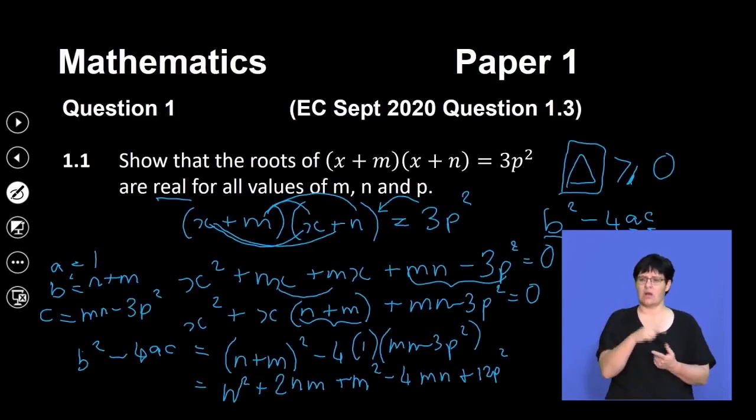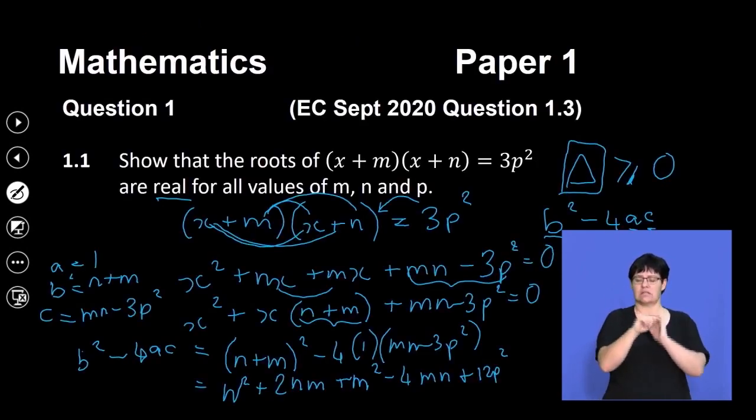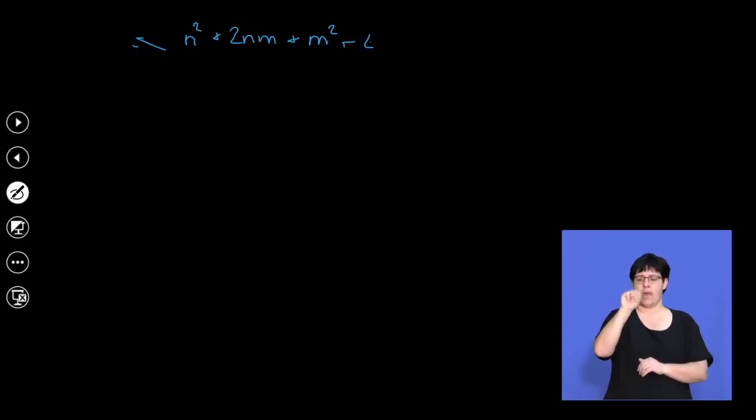Okay, so we had, sorry, I have to go back. Okay, so we had n² + 2nm + m² − 4mn + 12p².